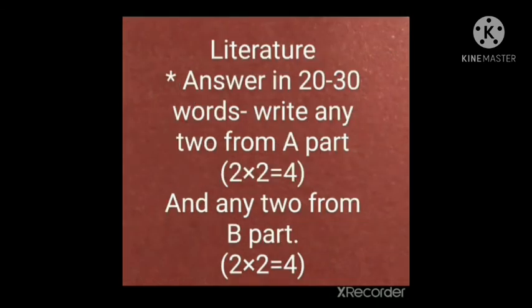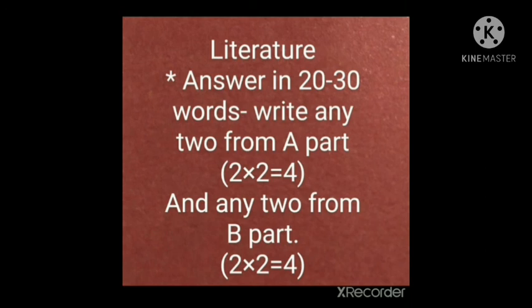Next one is literature. In part B you can see literature. Here 3 types of questions are there. The first type is answer in 20 to 30 words. That is what all the questions are in this first section. There you need to write only 20 to 30 words. You can see that instruction in the question itself.